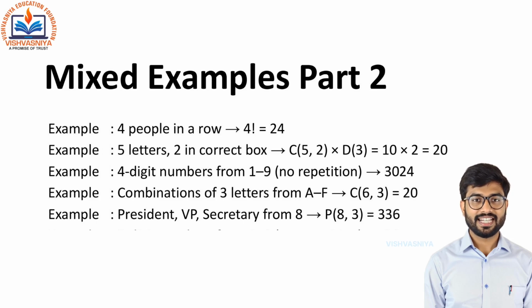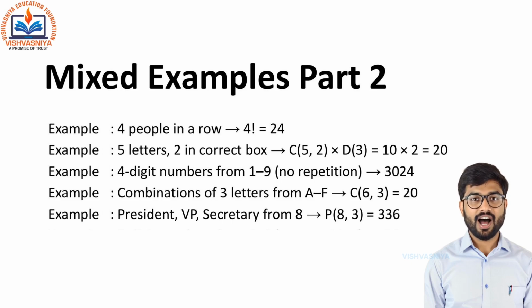Example 5. In how many ways can 5 different letters be posted in 5 different post boxes such that exactly 2 letters go into correct boxes? Answer: C(5, 2) times D3 equals 10 times 2 equals 20.